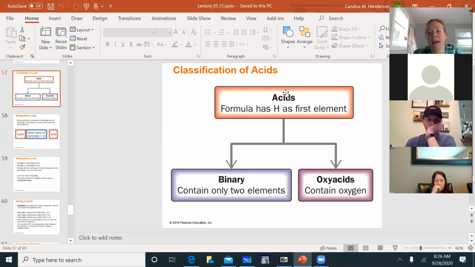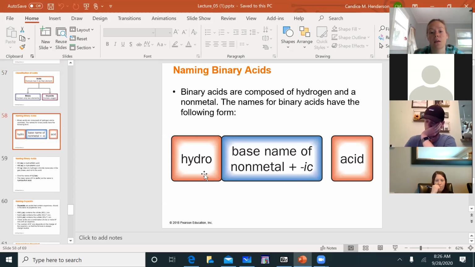So decide if it's an acid. If it is an acid, it'll have the H in the front. Then decide if it's binary or if it's an oxyacid. If it happens to be binary, this is how we name it. You say the word hydro, and you take the base name of the nonmetal. So the hydro is sitting in place for the hydrogen. You take the base name of the nonmetal and you add -ic, and then you say acid.